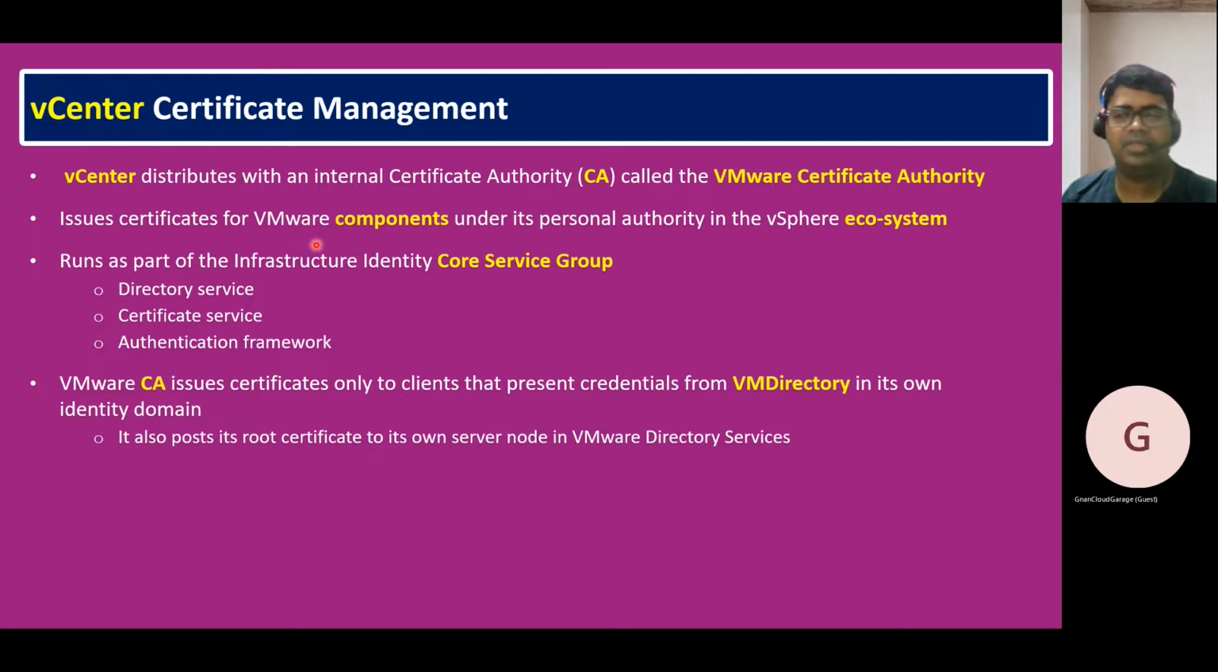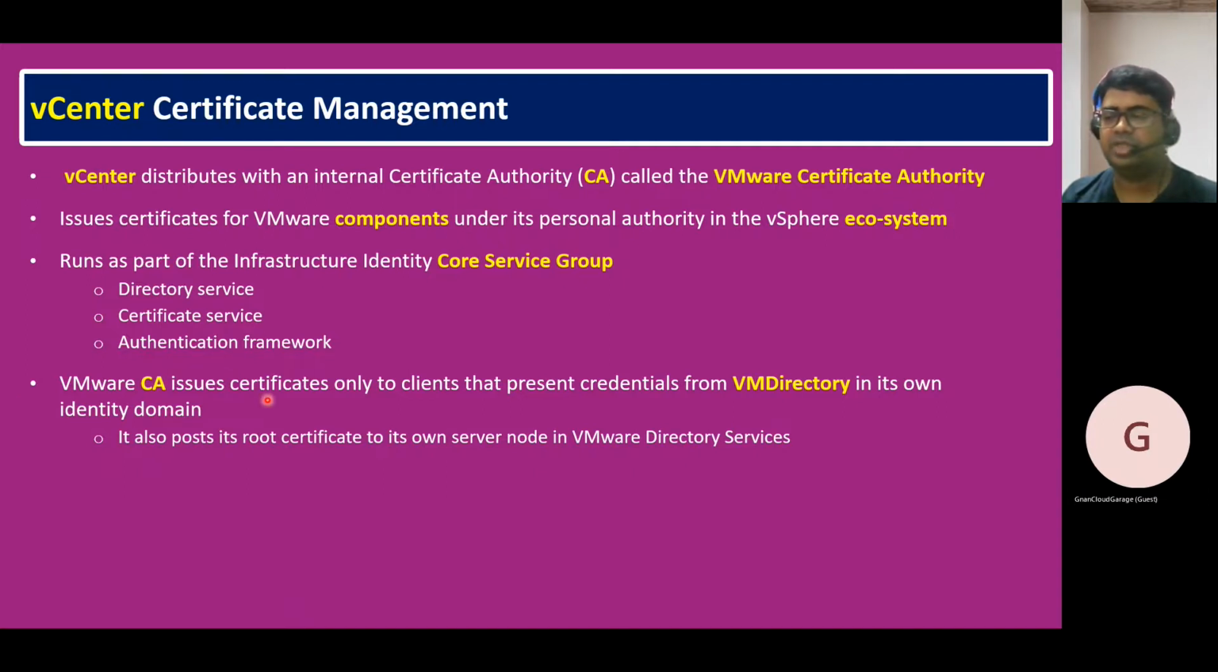So the VMware CA component will provide certificates for ESXi hosts and also the virtual machines, under its own personal authority in the vSphere ecosystem, and runs as part of the Infrastructure Identity core service group. This core service group consists of mainly three services: directory service, certificate service, and authentication framework.